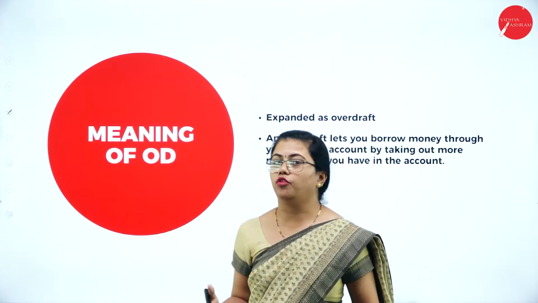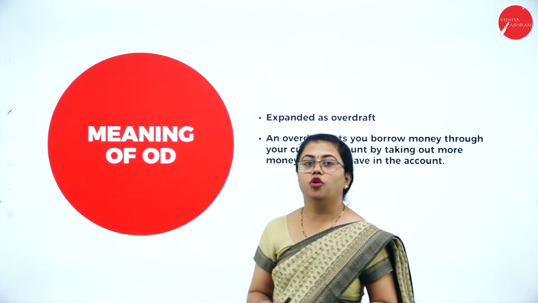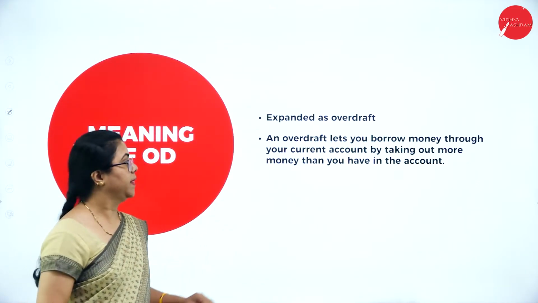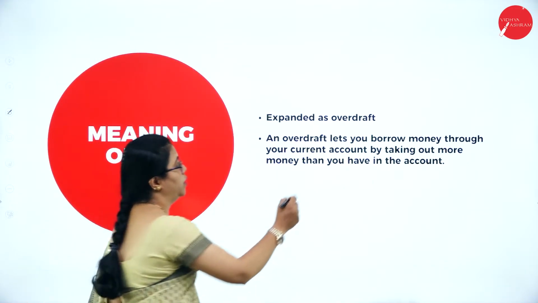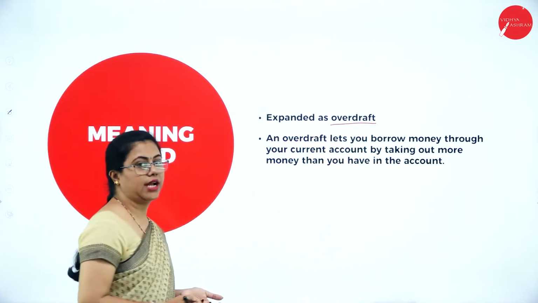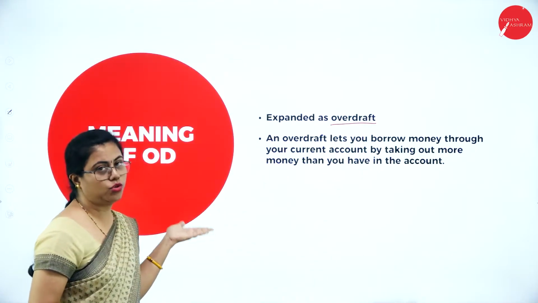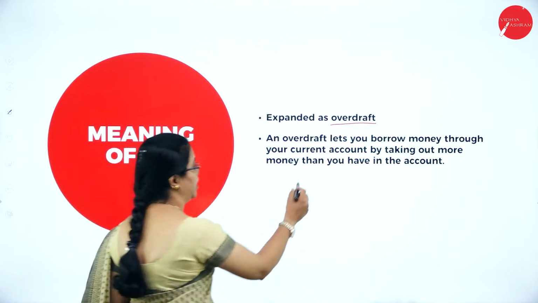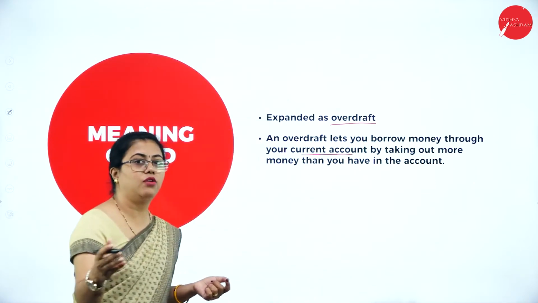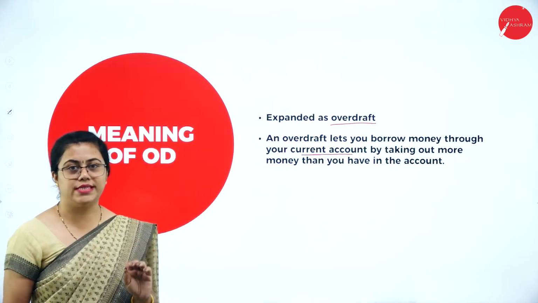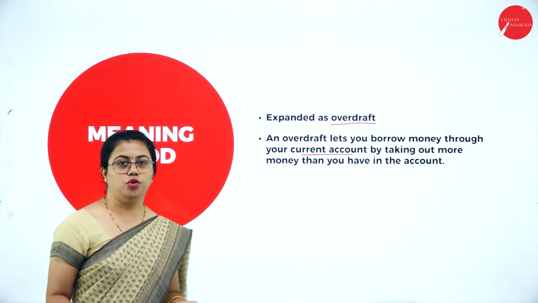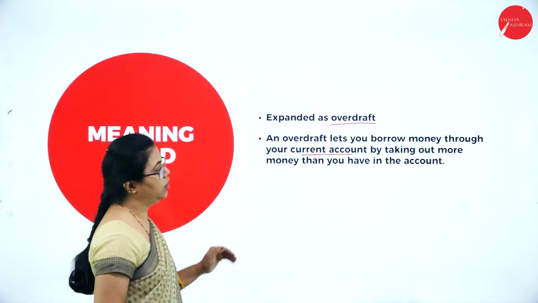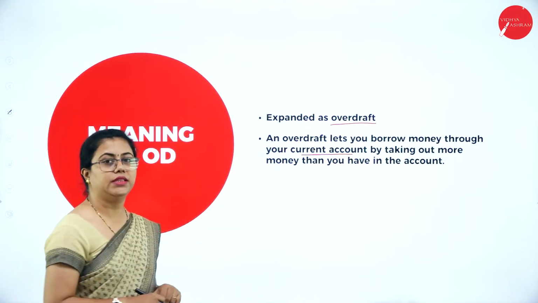So let us now move on to understand the meaning of OD. What is an OD? So yes, this is a business term. This is expanded as overdraft. Fine. What is an overdraft? This overdraft lets you borrow money through your current account. So this is something related to current account. Whatever personal account you open in banks, those are all savings accounts. So whatever business account you open in the banks, that will be a current account. Fine. So current account, by taking out more money than you have in the account.